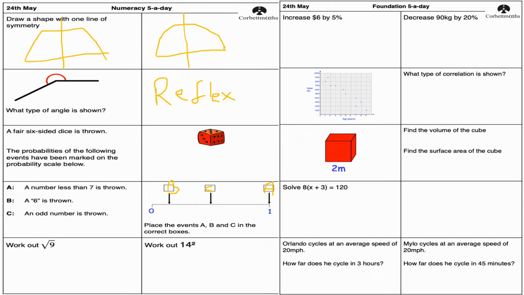Okay, next question, work out the square root of 9. We should know that's equal to 3, because 3 squared, or 3 times 3, is equal to 9. Work out 14 squared, that just means 14 times 14, and again I can use long multiplication to work it out, or you might already know what this is. The answer that I get, because I know this one, is 196.